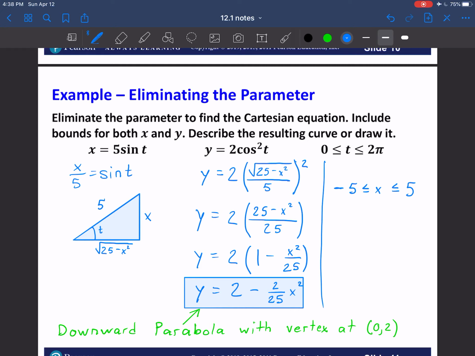The bounds for y, all right, so let's think about this. Cosine of t, just cosine of t, not cosine squared. Cosine of t ranges between -1 and +1. Cosine squared of t ranges between 0 and 1. So that means that 2 cosine squared of t must range between 0 and 2. So we write that 0 is less than or equal to y, which is less than or equal to 2.